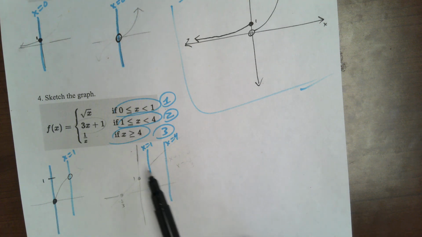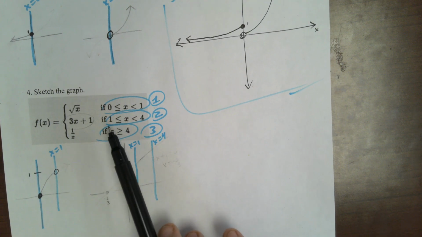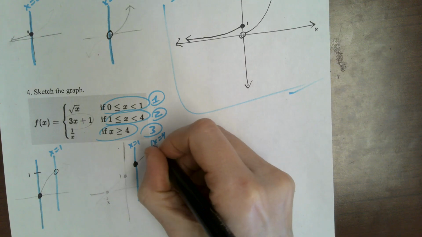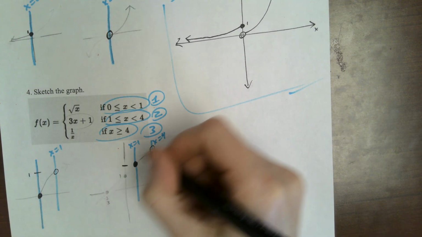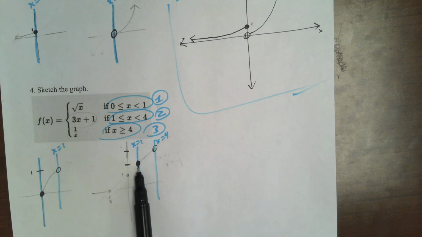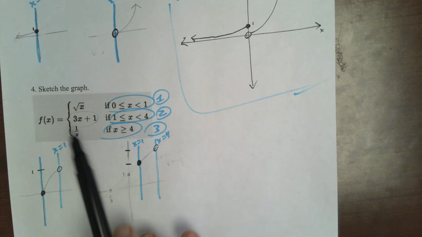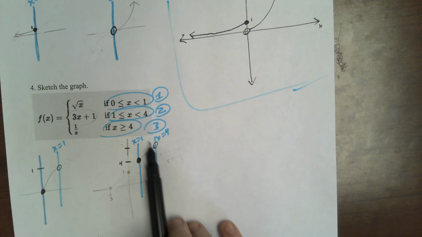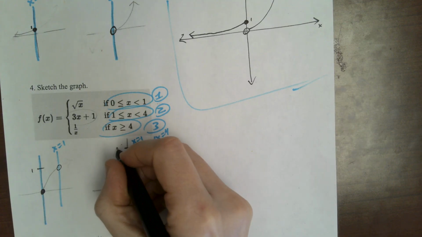Okay. Now what kind of dots? Closed, open, and now we need the y values. Okay, so for the y value at 1, plug it in here, we get 4. For the y value at 4, plug it in, we get 13.